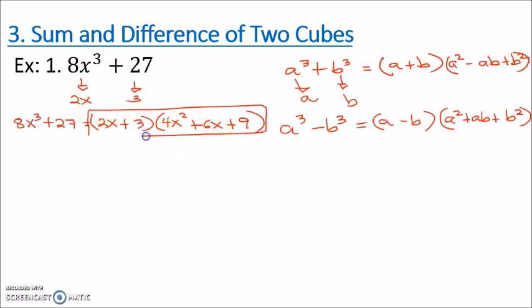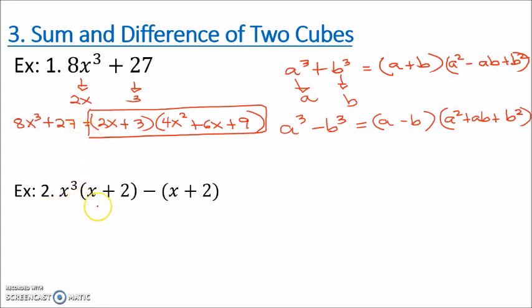Take note na itong trinomial dito, hindi mo na yan ma-factor. Okay? That's already prime. Non-factorable na itong trinomial dito. So, that's already the final factors of 8x cubed plus 27. Okay? Let's have another example for this.